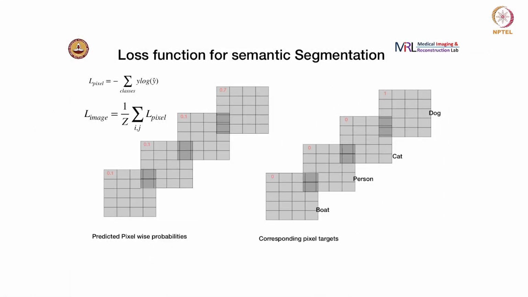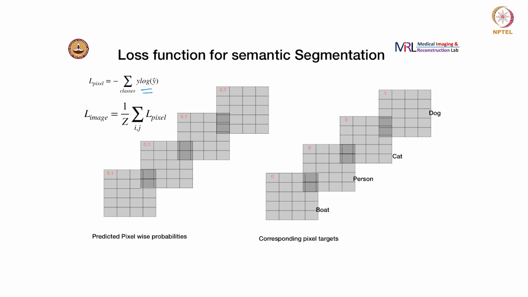So before we go any further, I just wanted to show you how you would calculate the loss function. The loss function is calculated per pixel. So you would do the equivalent of binary cross entropy, which is y log y, or categorical cross entropy, if you want to call it. And this is computed per pixel. So how would you interpret it?